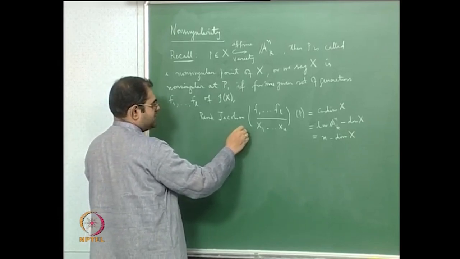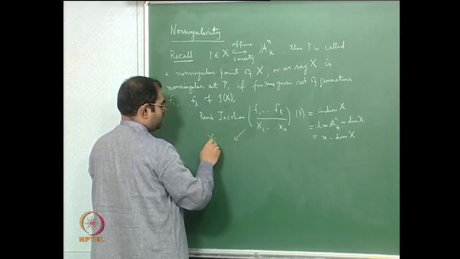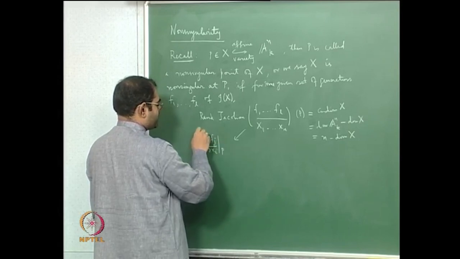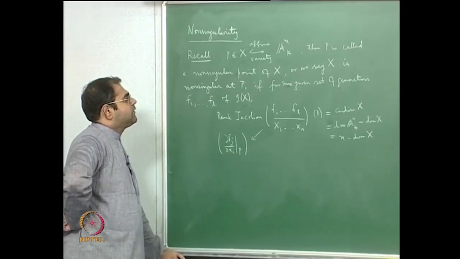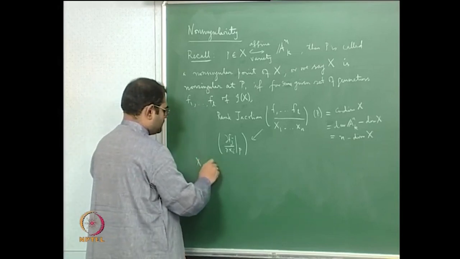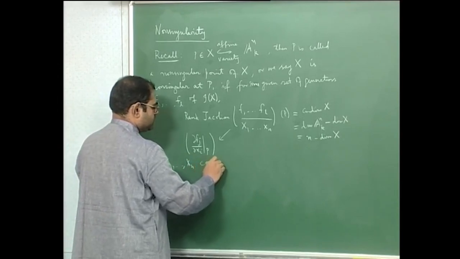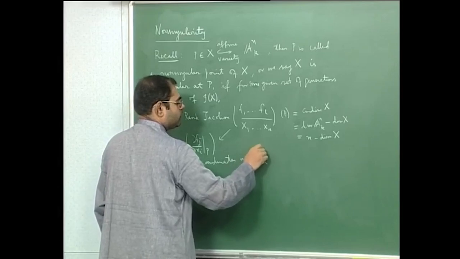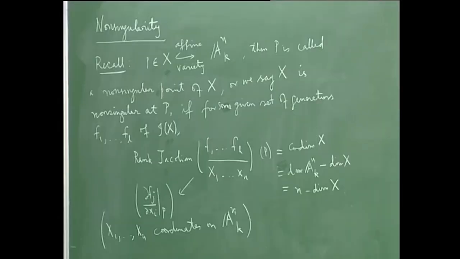So you know this. This is just ∂f_j/∂x_i at P. It is just this matrix. And of course the x_i's are all affine coordinates of A^n, so x1 etc. xn are coordinates on A^n. So this is the definition of non-singularity.